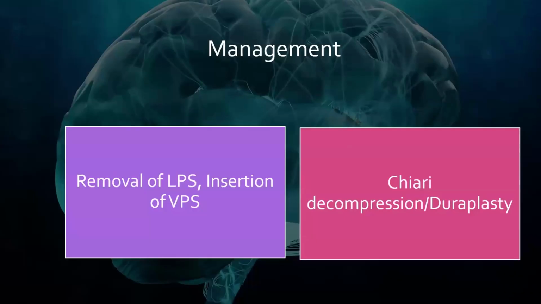And classically, the management has essentially been the removal of the lumboperitoneal shunt, insertion of a VP shunt, and then if this fails, ultimately leading to a Chiari decompression and duroplasty if needed.